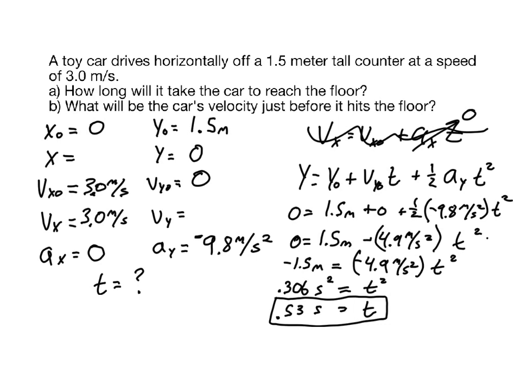Now for part B, we're asked for the car's velocity just before it hits the floor. So we're not looking at what velocity it has after it bounces, anything like that. Just before it hits the floor, so after it's been falling for 0.53 seconds. Now, this question does not ask us for the x component or the y component of velocity. It asks for overall velocity just before it hits the floor.